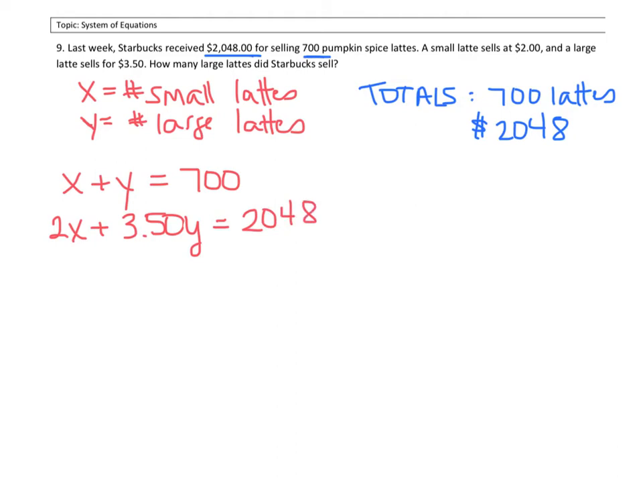Money goes with money. All right, now I need to solve this. Now I want to be specific and careful about solving this because it says how many large lattes.